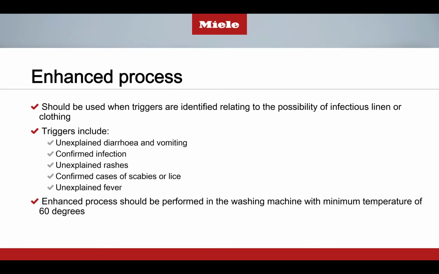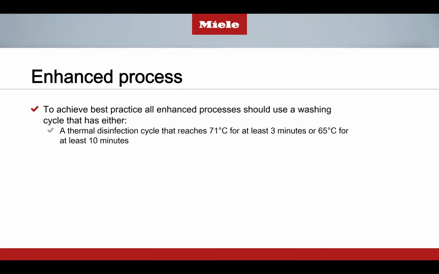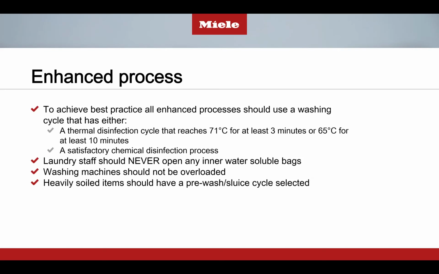An enhanced laundry process means that the wash should be performed at the minimum temperature of 60 degrees. And the next slide will go into more detail on exactly what this means. A good quality commercial washing machine will enable you to achieve this process simply without the need for additional measures to take place. It's vital that this information is adhered to in order to protect both staff and residents from the rapid spread of infection. Conditions such as norovirus can really shut down a residential home or close the doors of it overnight.